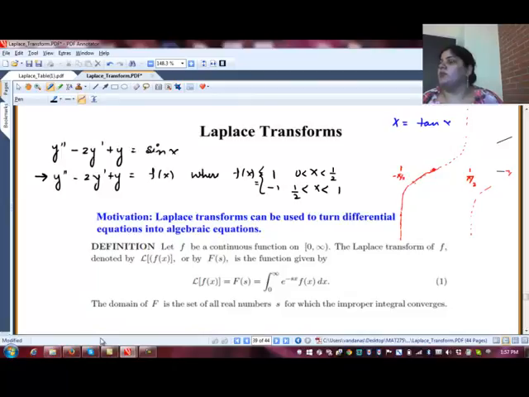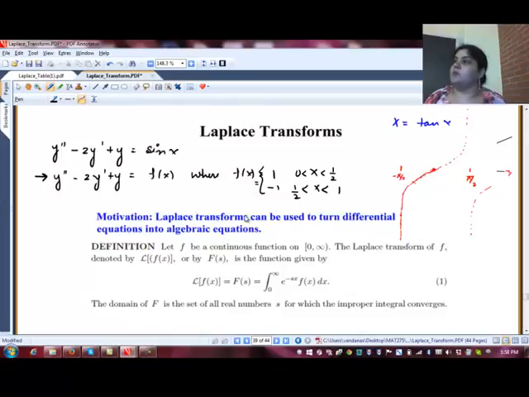No. Method of undetermined coefficients: this function is not continuous, so we haven't learned any way to handle this. Variation of parameters, no, that also doesn't work. So this we cannot solve with the methods we have for second order differential equations. How will we handle the right hand side which is discontinuous?